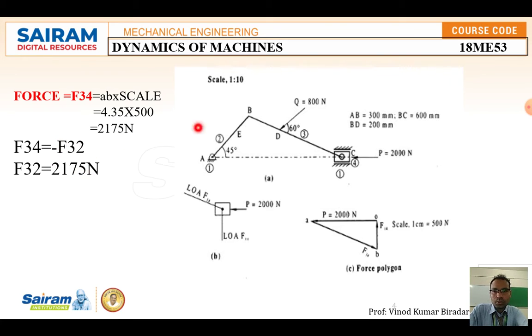F34 is acting 2175, and in the opposite direction it is F23. So we have to write that here. The negative sign indicates that the force is acting in the opposite direction. That is a two force member. Therefore F32 is equal to 2175 Newton. Once we have calculated this, go for finding the torque value.